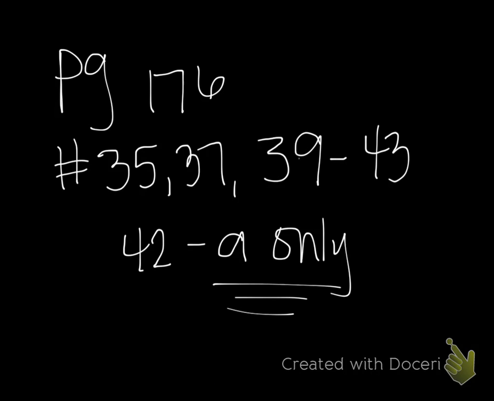Okay, so here's your homework assignment. You're doing 35, 37, 39 through 43. On number 42, you only have to do part A. You do not have to do part B.